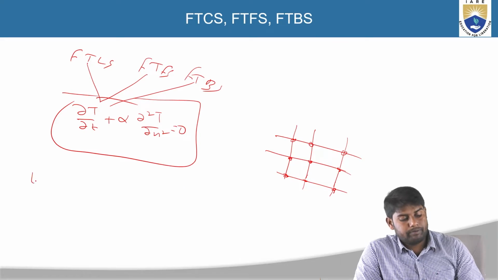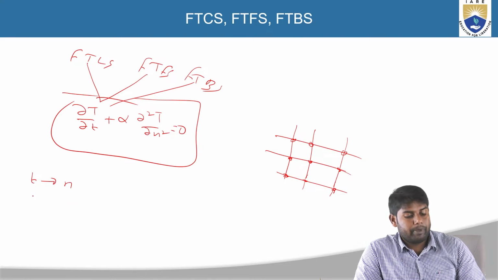So for the time, we will use the superscript index, which is n. For the space, we'll be using, let's say, i for x. The index notation is i. For the y, the index notation is j. For the z, the index notation is k. So these are the different index notations.